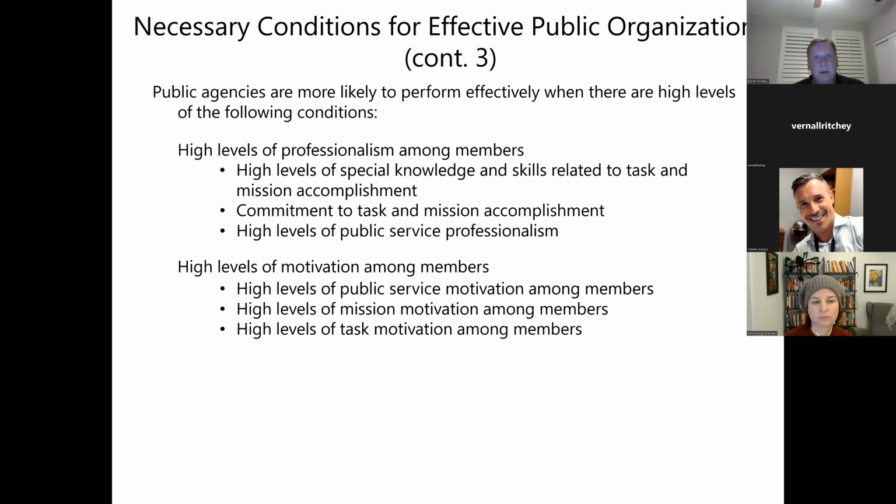A couple of folks talked about their motivation posting, PSM, public service motivation. You need to have that type of public sector service professionalism and public service motivation. High levels of motivation among members. Speaking of motivation, again, high levels of PSM, high levels of mission motivation among your members, high levels of task motivation among your members as well.